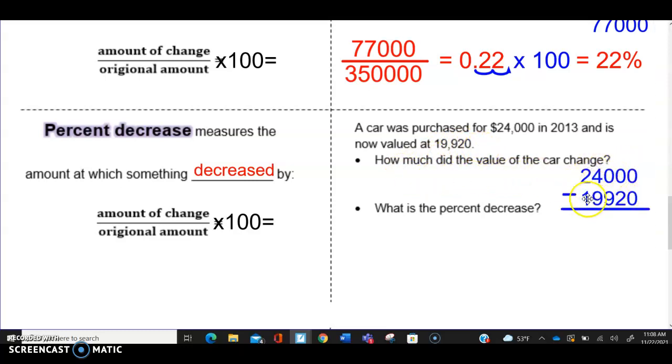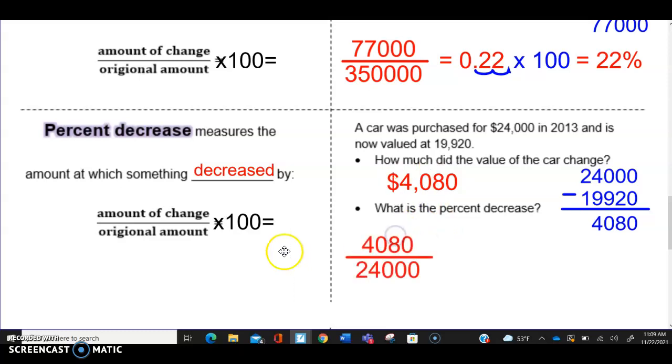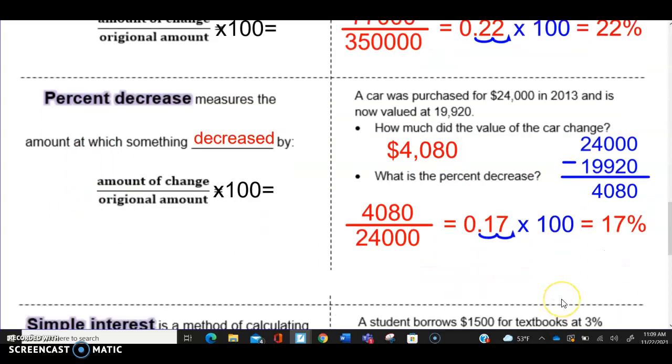So first we would have to subtract our original amount minus the new amount. So that would be how much our value changed. Then to find the percent decrease, we would have to divide that amount by the original. So it was originally purchased for this amount, and that is what we would divide by. When we do that division, our answer will be a decimal. We have to change our decimal to a percent by multiplying it by 100. Whenever we multiply by 100, that swoops our decimal 2 places. So this would be a 17% decrease.